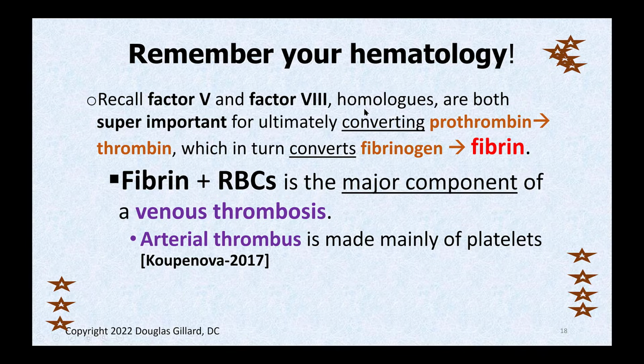Remember, factor V and factor VIII are kind of brothers or cousins, close cousins. They're called homologs. They're very similar looking molecules. Remember what they do? They convert prothrombin to thrombin, which converts fibrinogen to the main blood clotting ingredient, which is fibrin. In fact, a mix of fibrin and red blood cells is what makes a venous thrombosis. So you should know that.